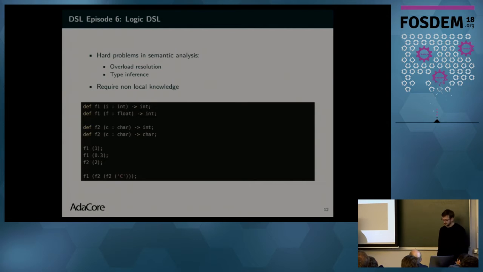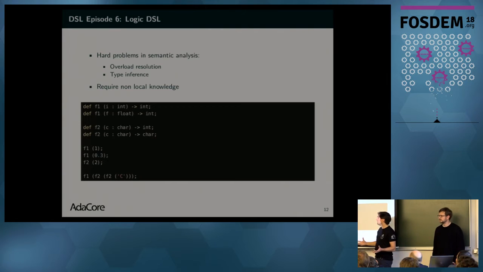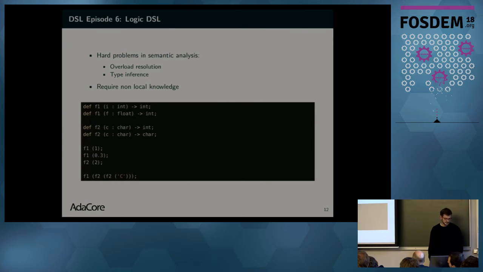And you have complex cases such as this one. We may be able to solve with some fancy algorithm which F2 is called here. It takes a character literal, but both F2 take a character literal. So the difficult thing is that doing the resolution of names is a problem that requires some non-local knowledge. Resolving which function is called by this F1 call can depend on something that is quite far. So it requires non-local knowledge.